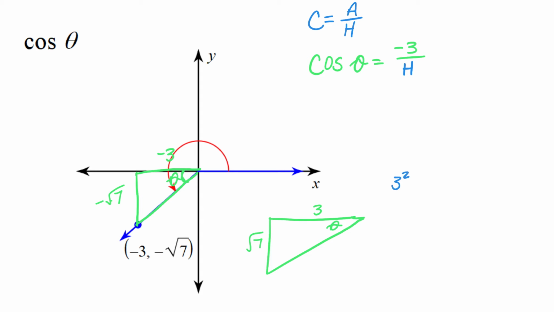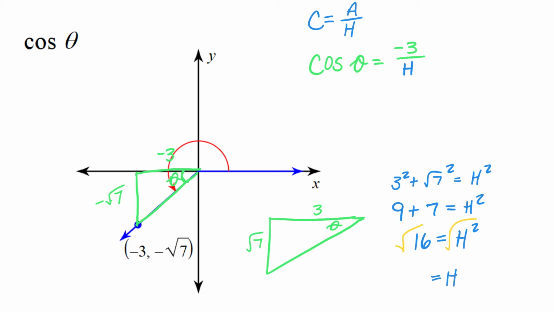3 squared plus the square root of 7 squared equals our hypotenuse squared. 3 squared is 9. Square root of 7 squared is 7, equals the hypotenuse squared. 9 plus 7 is 16. And remember, this is the hypotenuse squared, so we need to square root both sides. And we learned that our hypotenuse is equal to 8.